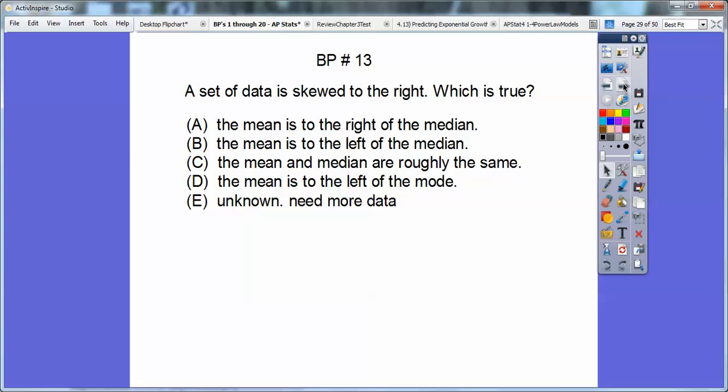Okay. Set of data is skewed to the right, which is true. The mean is to the right of the median. That's true. The mean is to the left of the median. Nope. The mean and the median are roughly the same. No, remember the mean gets pulled in the direction of the skewness. So the only one that's true is choice A.